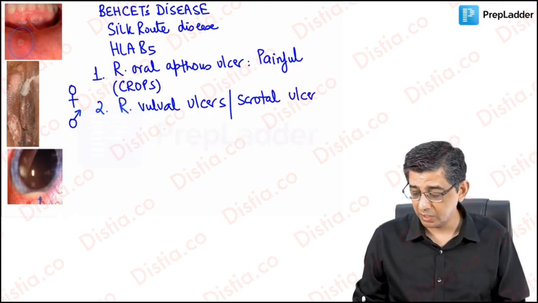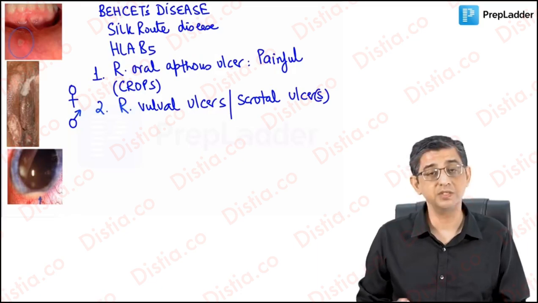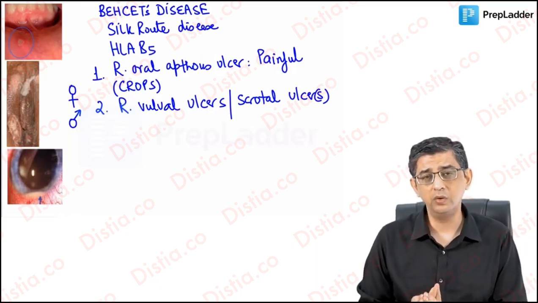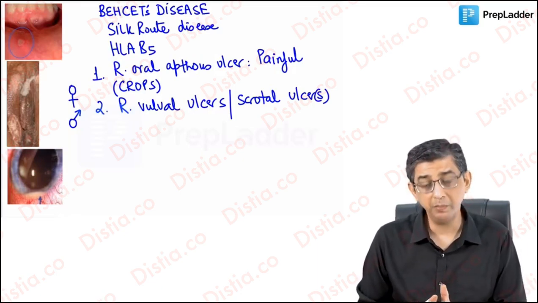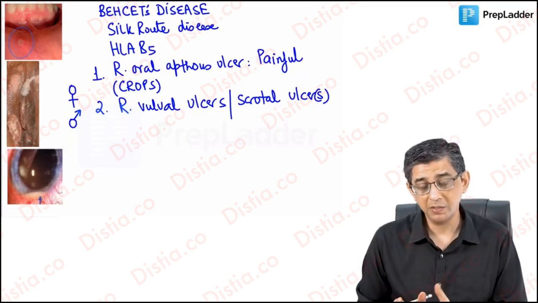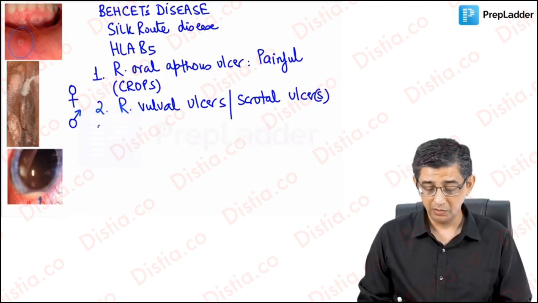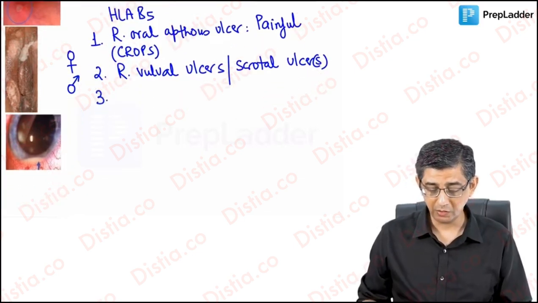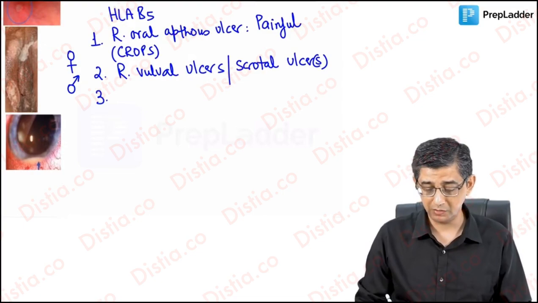In this case, you can be having a scrotal ulcer or ulcers. So for a male patient, I don't find too much of a problem, but for a female patient, misdiagnosis as herpes per se is a distinct possibility. The third thing that will help you in sealing the diagnosis would be the ocular manifestation of this disease.